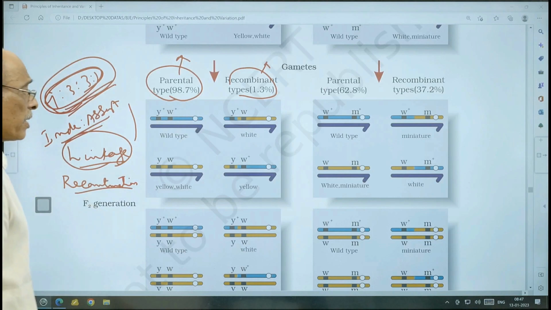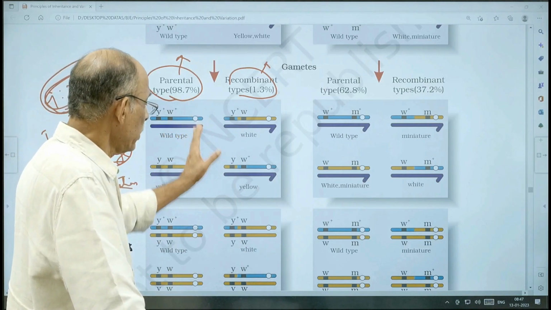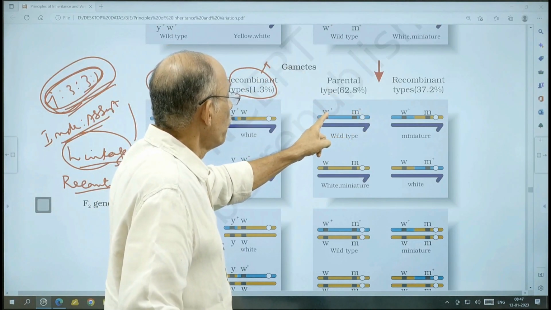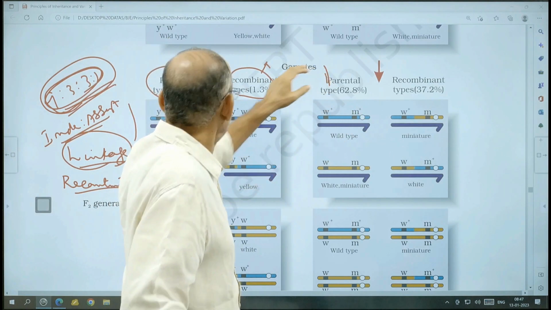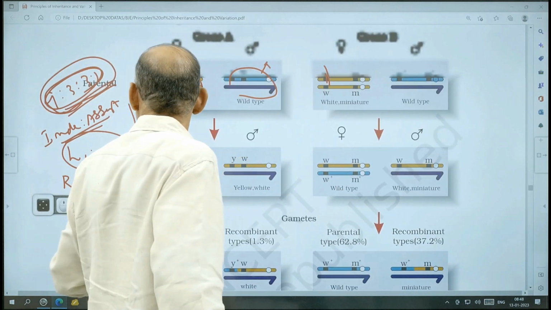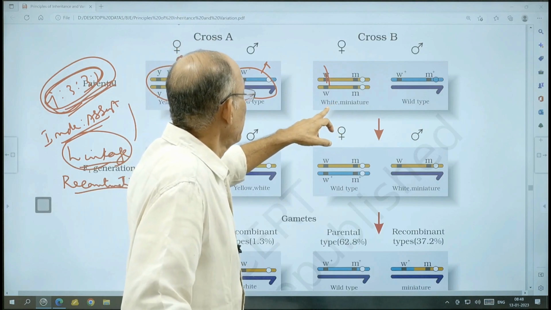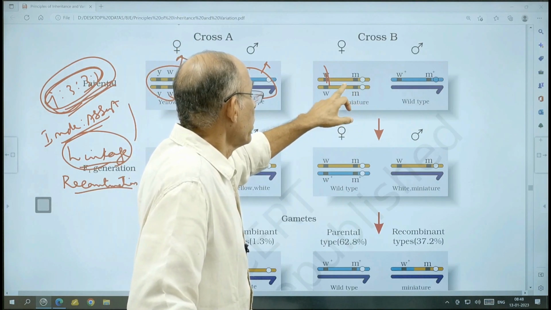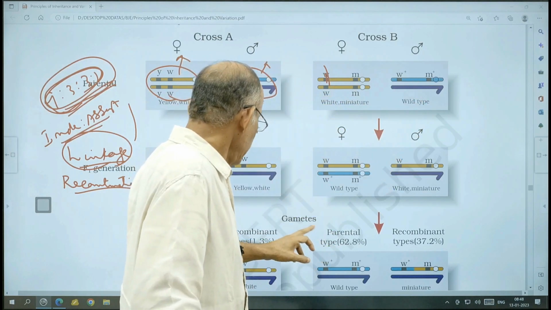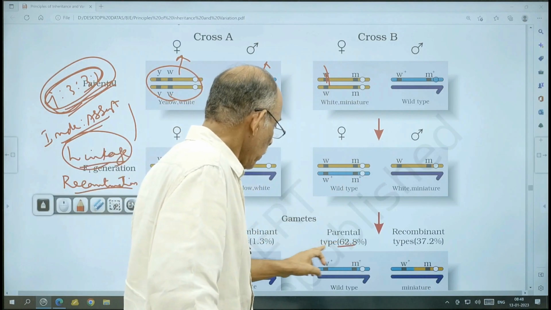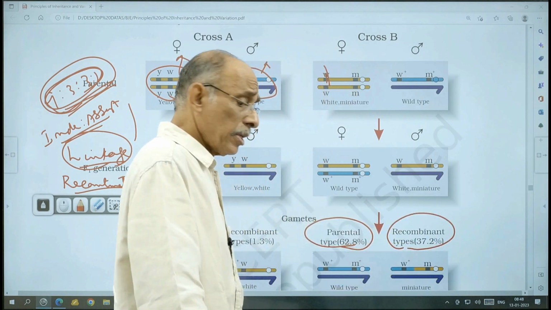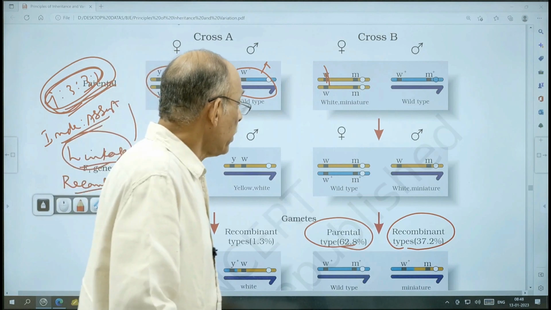Another feature is that after studying this cross, Morgan also did another dihybrid cross, with white-eyed, miniature-winged flies and wild type male flies. In the same way, but in this cross he obtained only 62.8% parental types and 37.2% new types. Then Morgan concluded that linkage is of two types.